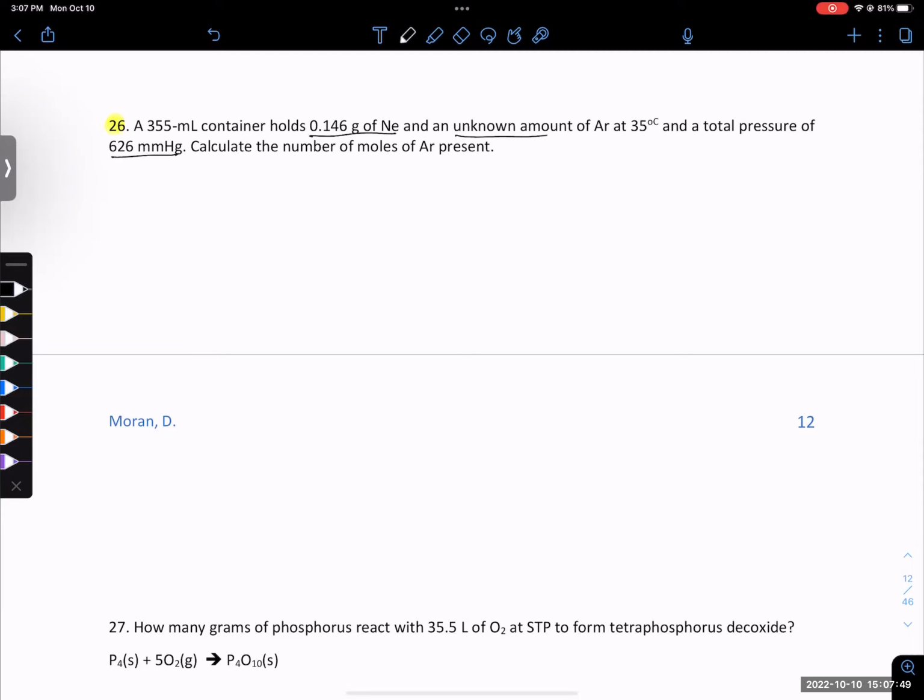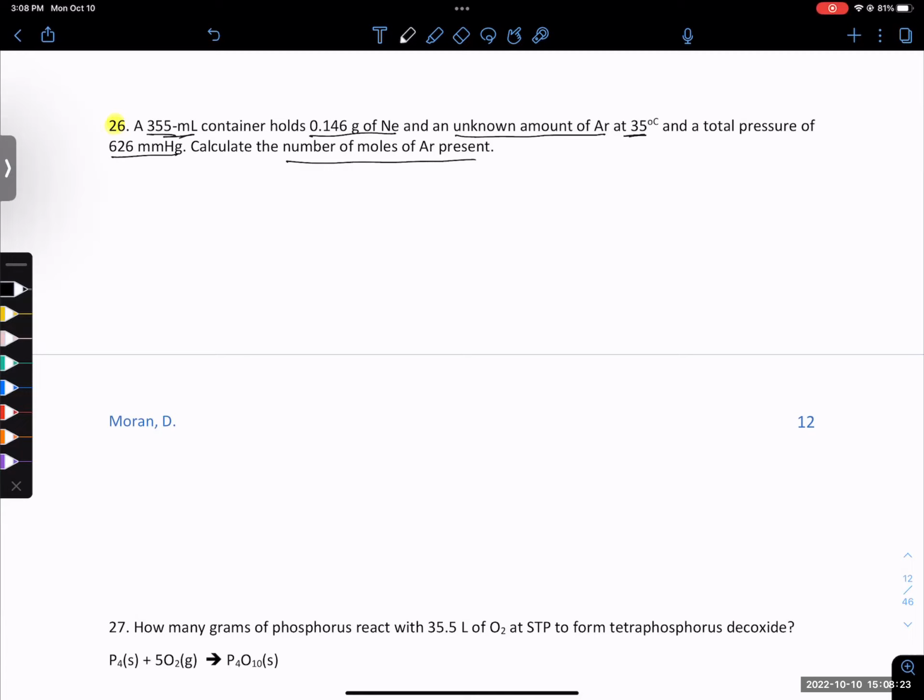Combined gas law? No. The partial... what was this now? It's not a partial pressure thing? Oh, man, I was waiting. Oh, wait, I learned... Oh, I know that way.